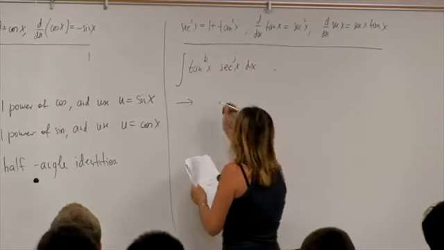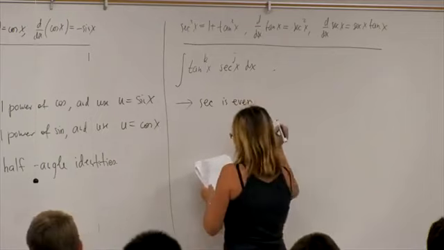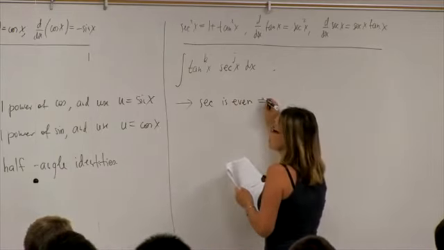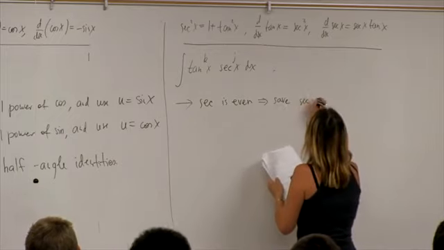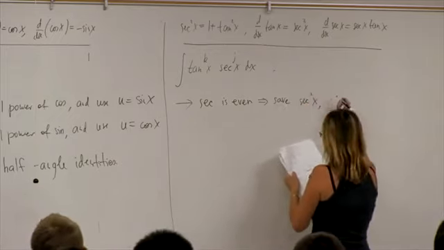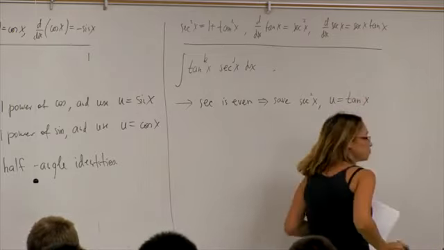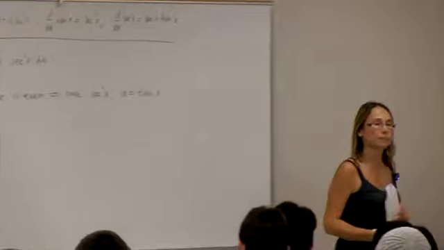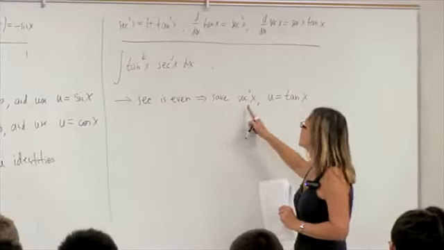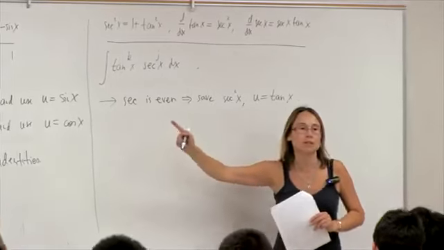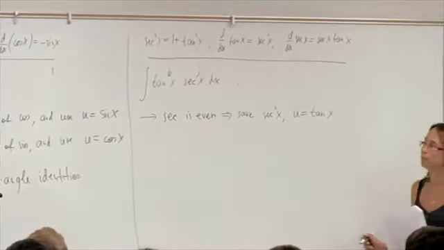under this heading. If secant is even, okay, then we save what? Secant squared x, and we make the substitution u equals tangent x. If the power of secant is even, when I save two of those, the remaining power of secant is even, and I can use this. This is the point here.